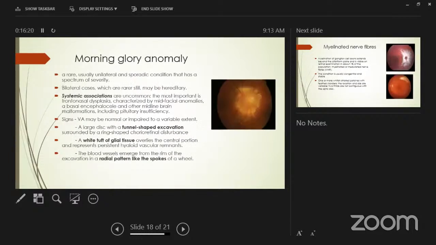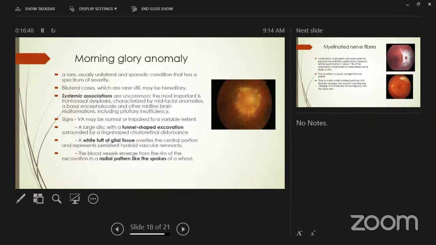Next comes the morning glory anomaly. It is a rare, usually unilateral and sporadic condition with a variable spectrum of severity. Bilateral cases are rare, and it may be hereditary. There are a few systemic associations, the most important being frontonasal dysplasia, midfacial anomalies, basal encephalocele, and midline brain malformation, including pituitary insufficiency.